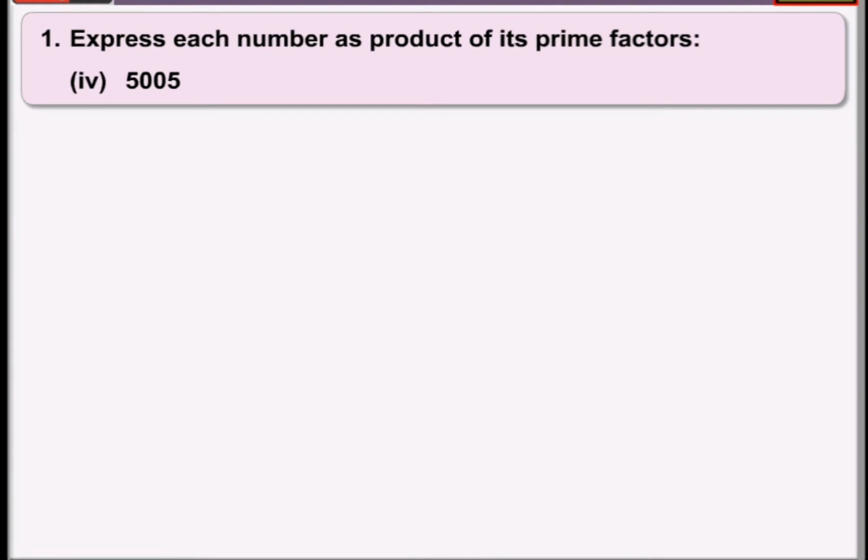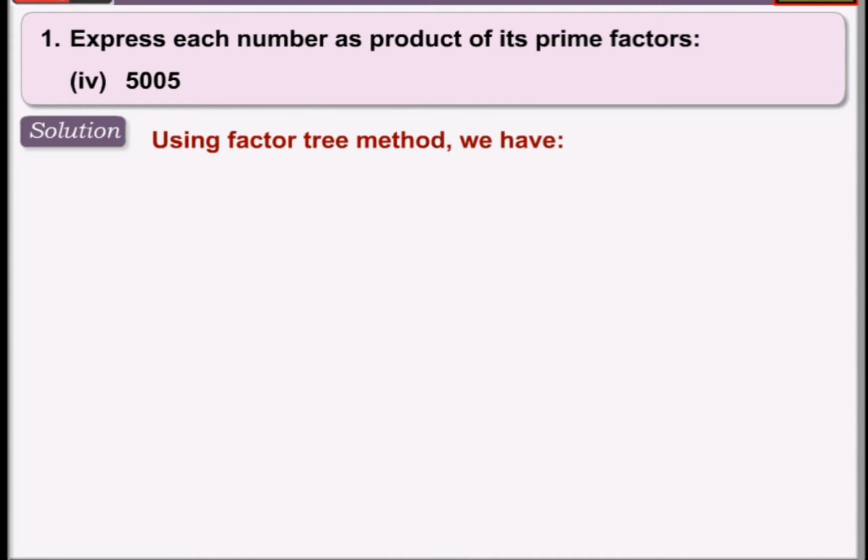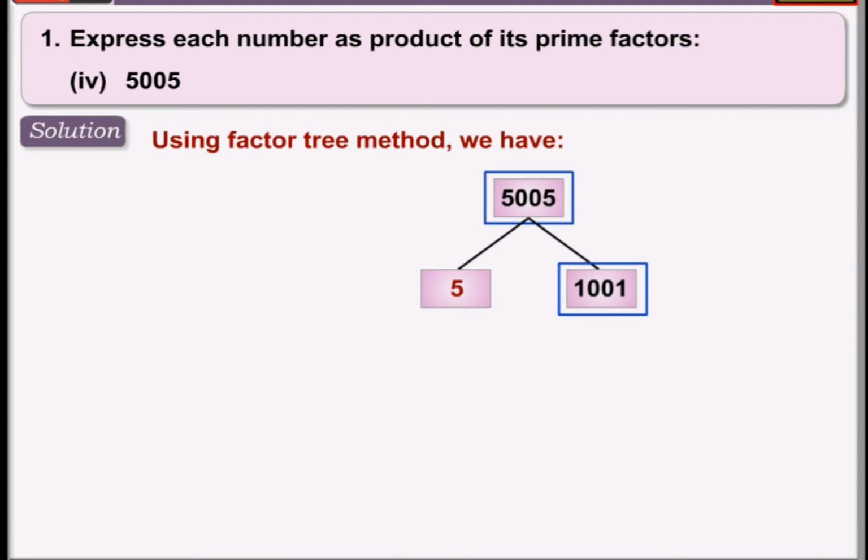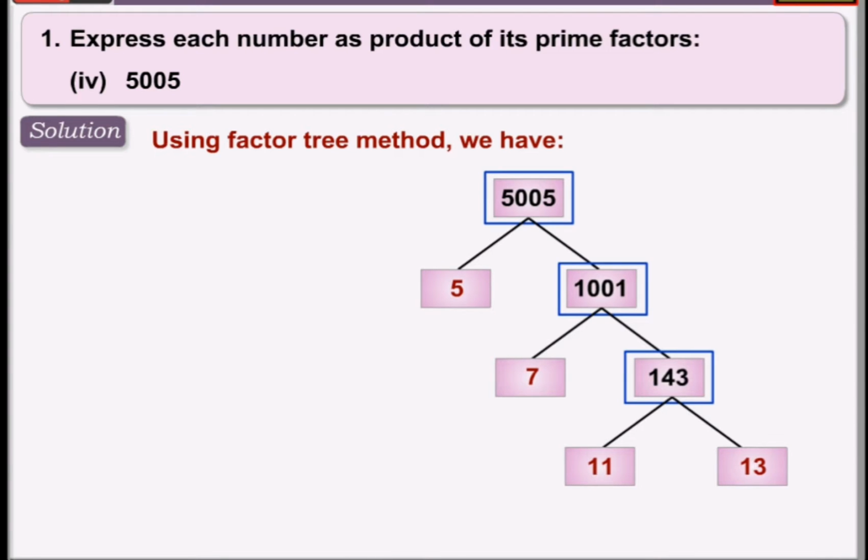Number 4. 5005. Solution. Using factor tree method, we have factors of 5005 are 5 into 1001. Factors of 1001 are 7 and 143. Factors of 143 are 11 and 13. Therefore, 5005 is equal to 5 into 7 into 11 into 13.